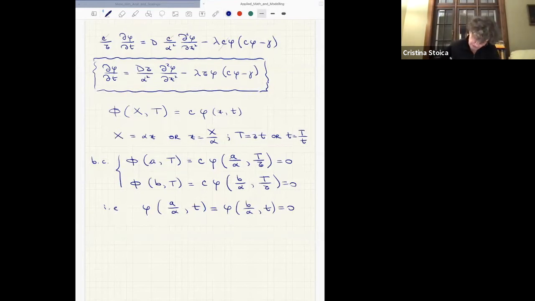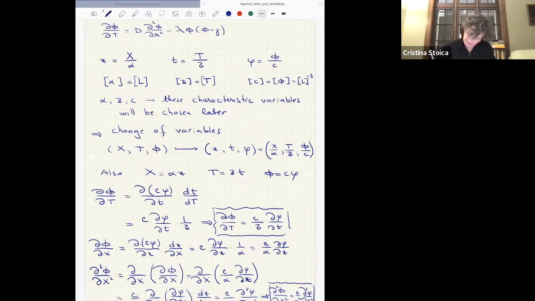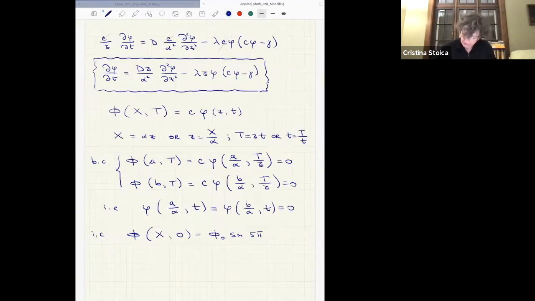And now with respect to the initial condition, that one was phi of x and 0, given as phi naught sine of phi pi x over L. But x over L, just stay x over L. What this becomes is c little phi in x over alpha, which is little x, and 0 would be phi naught.